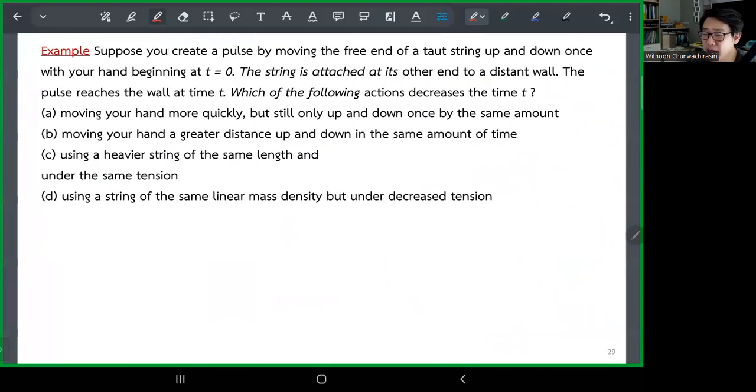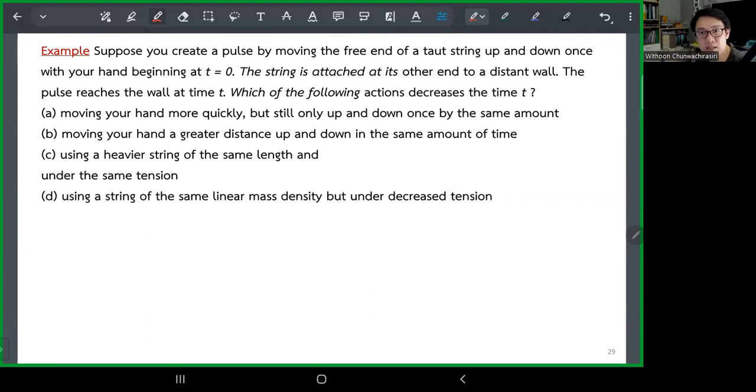Just a quick check of your understanding. Suppose you create a pulse by moving the free end of a taut string up and down once with your hand beginning at time 0. So we move the hand once and create a pulse. That pulse travels throughout the string. Now the string is attached at its other end to a distant wall. The pulse reaches the wall at time t. So it means the pulse takes time t to travel from your hand to the wall. Which of the following actions decreases the time t?